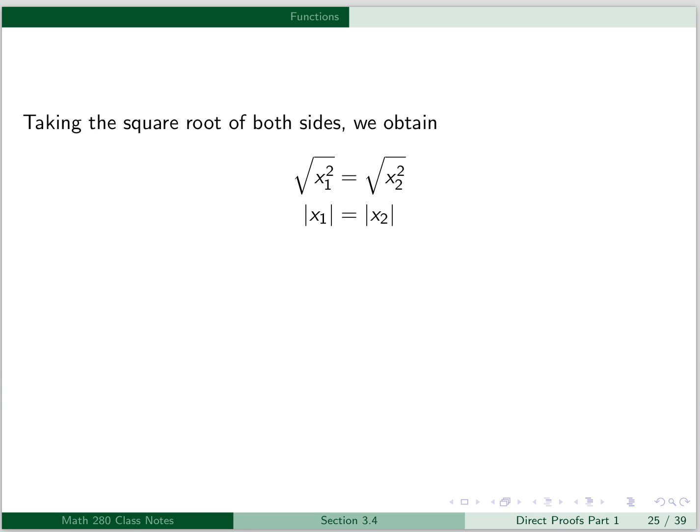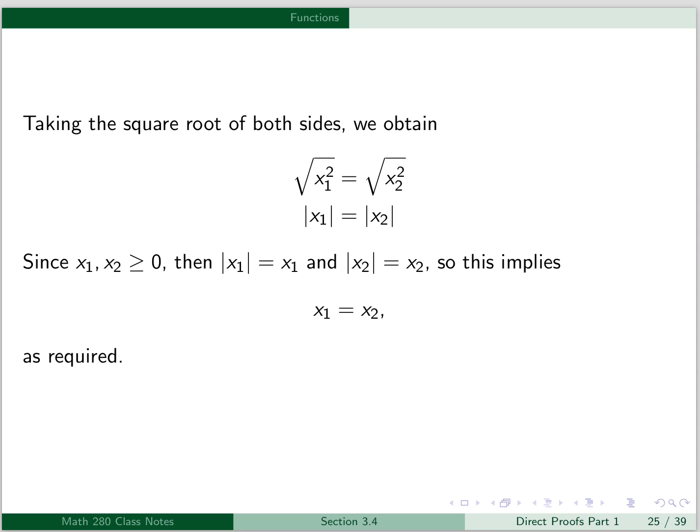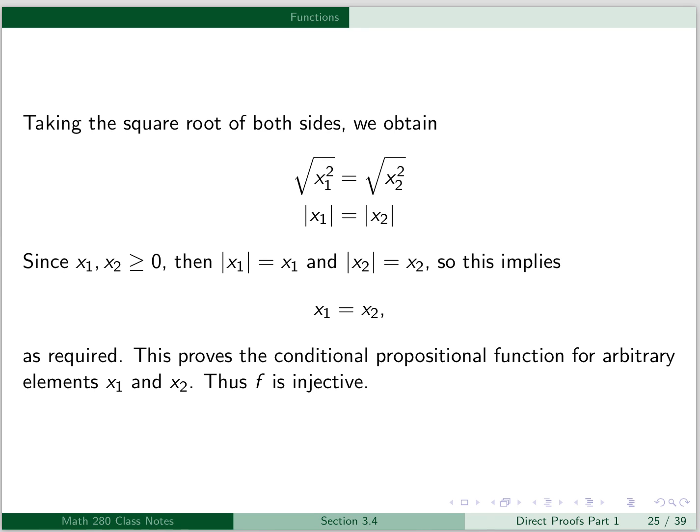But now we know that our x values, x1 and x2, are both non-negative. They're both greater than or equal to 0, which implies that the absolute value of x1 is equal to x1, and the absolute value of x2 is equal to x2. So this implies x1 equals x2, which is our required conclusion. This proves our conditional propositional function for arbitrary elements x1 and x2 in our domain, and thus our function f is injective.